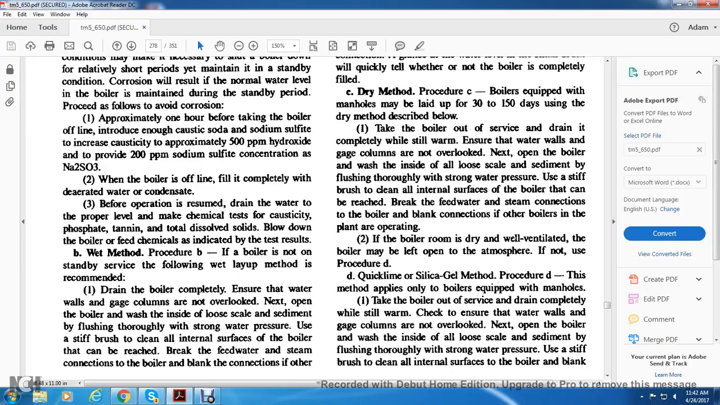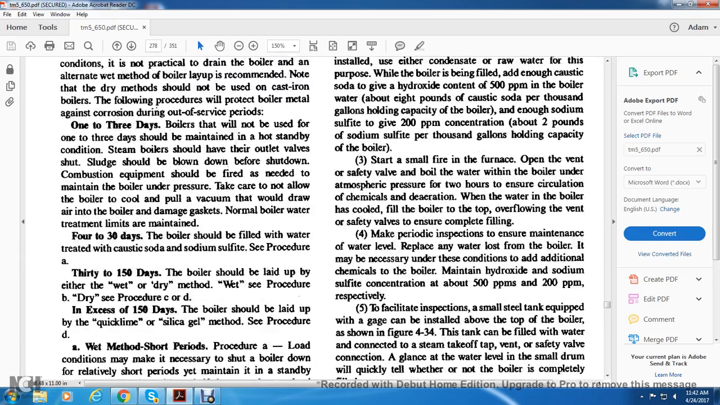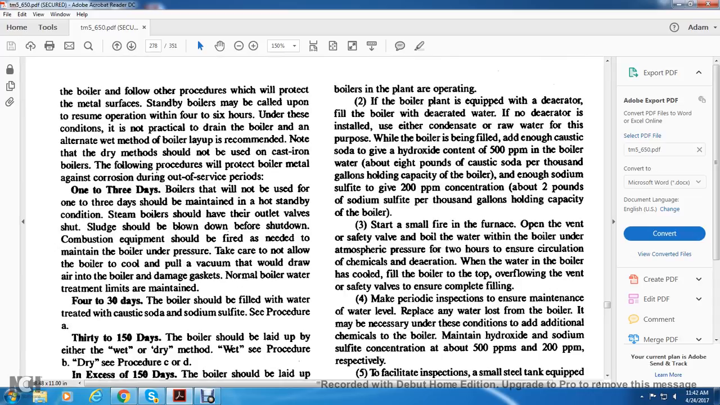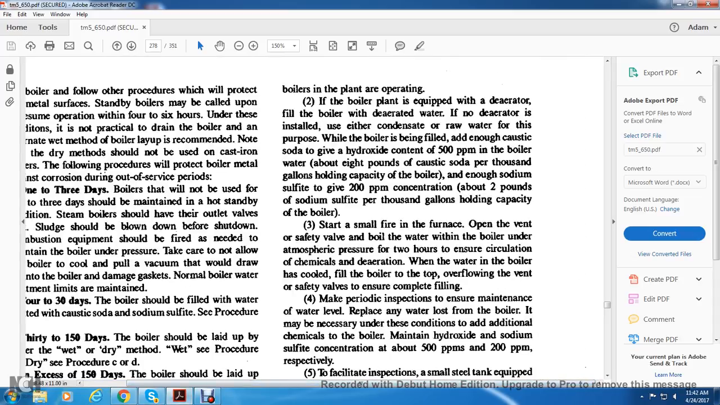Break the feed water and steam connection for the boiler and blank the connection if other boilers are operating. If the boiler plant is equipped with a deaerator, fill the boiler with deaerated water. If the deaerator is not installed, fill with raw water, but the purpose is that the boiler is filled with enough caustic soda to give a hydroxide concentration of 500 parts per million in the boiler water, with about 8 pounds of caustic soda per 1,000 gallons holding the capacity of the boiler, and sodium sulfite, which gives 200 parts per million concentration, about 2 pounds of sodium sulfite per 1,000 gallons of boiler capacity.